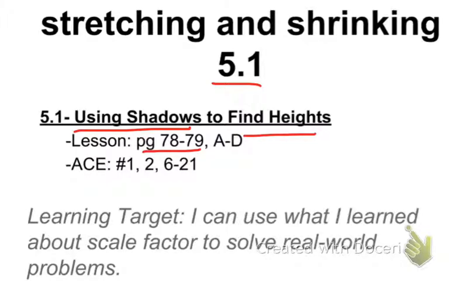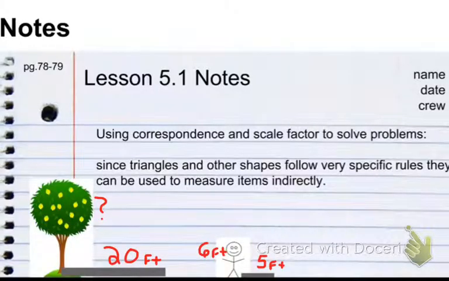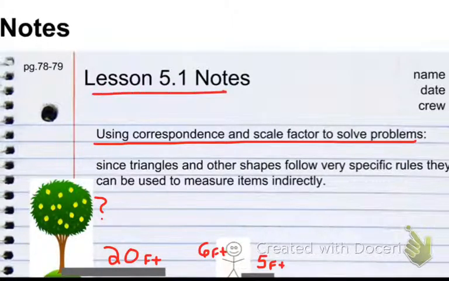And our learning target for today is that I can use what I've learned about scale factor to solve real-world problems. Okay, so let's start on our notes. Now, using our notes, we're going to be using correspondence and scale factor to solve problems. We want to make sure we have the lesson, the page numbers, and our name, date, and crew so that we can refer to these notes later.